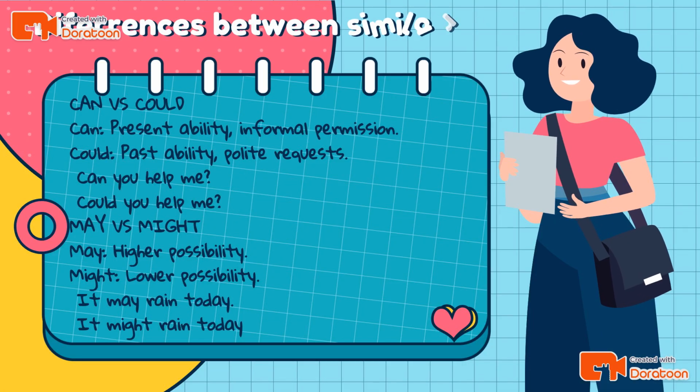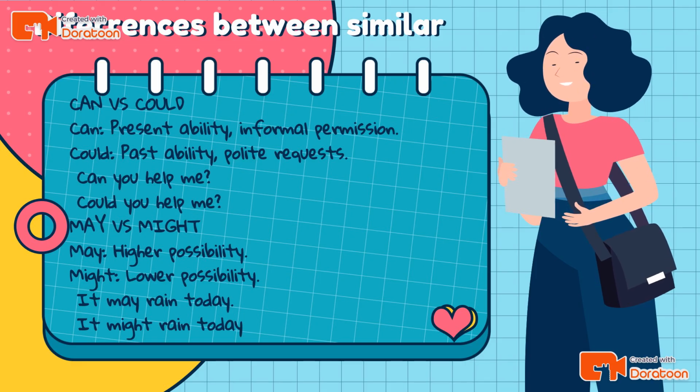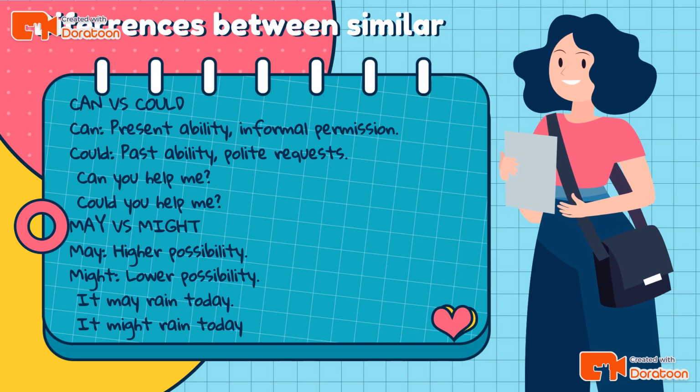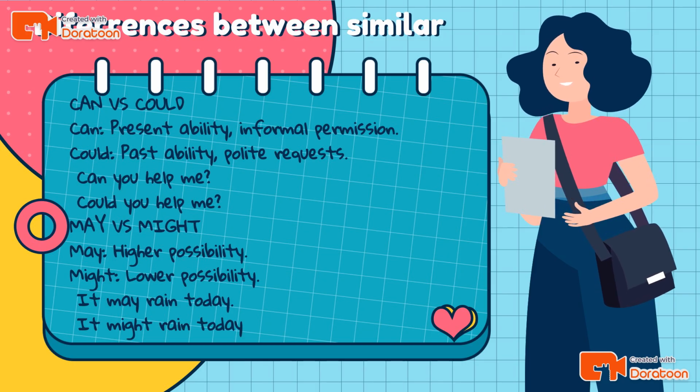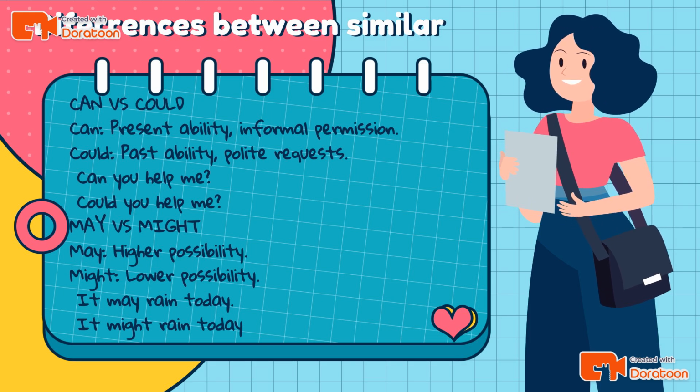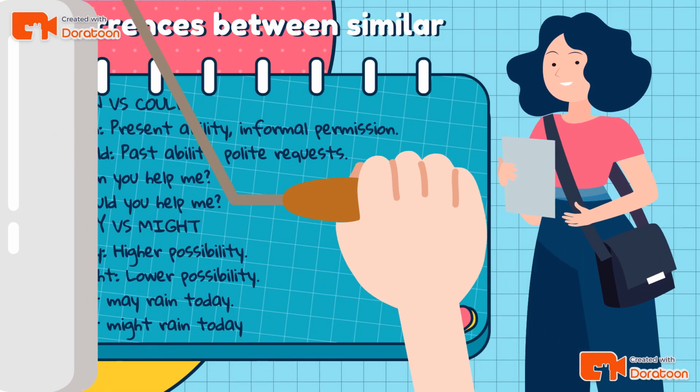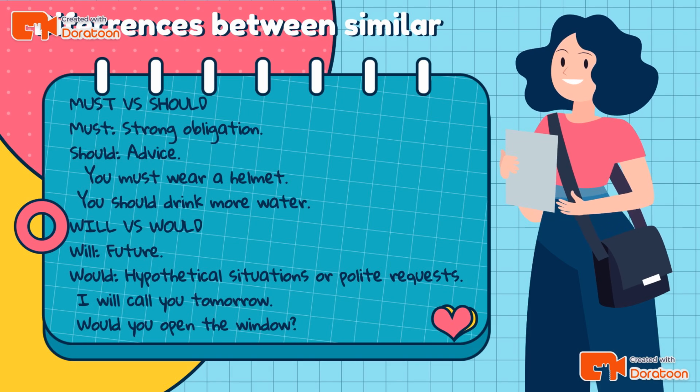And then we have the difference between similar modal verbs. Can versus could. Can is used for present ability and informal permission. Could is used for past ability and polite requests. May versus might. Both express possibility. May shows a stronger possibility, while might suggests a weaker one.